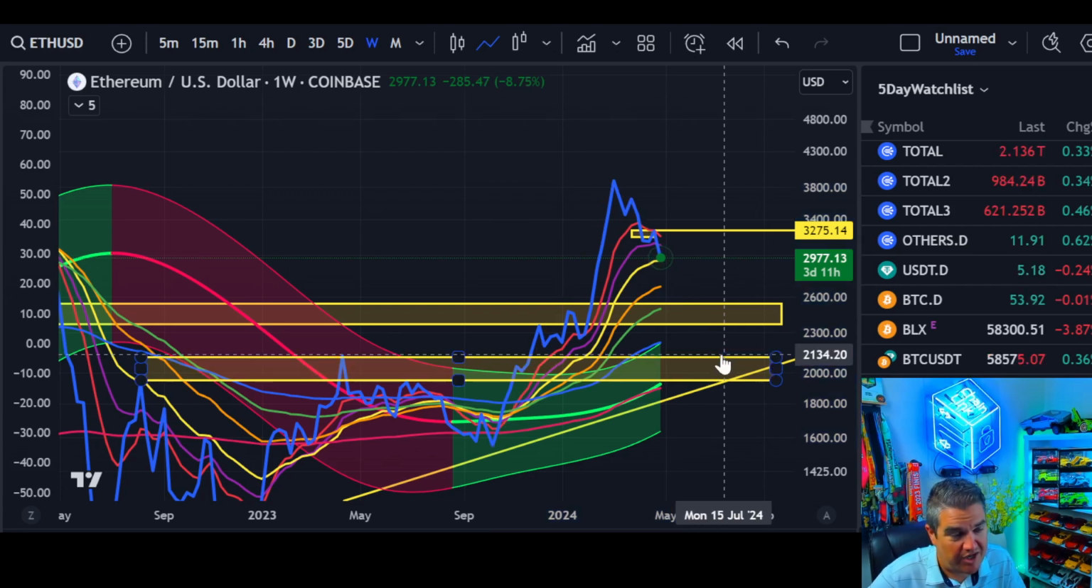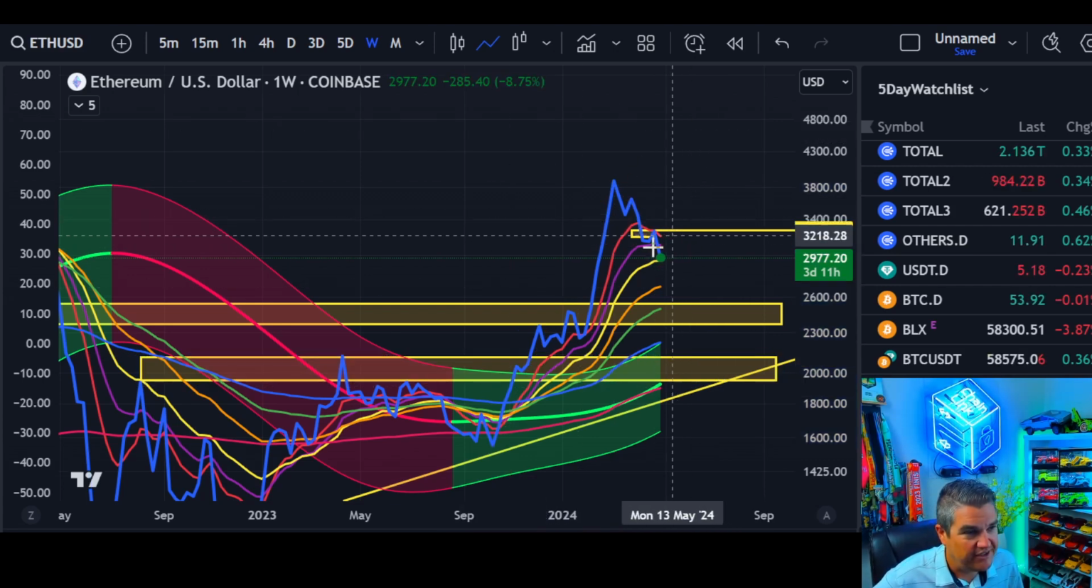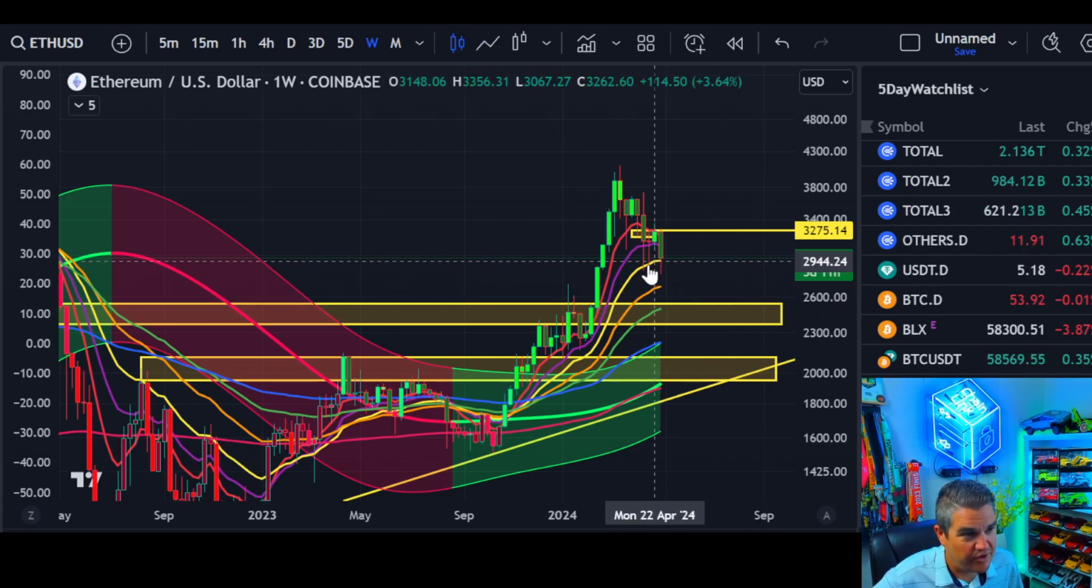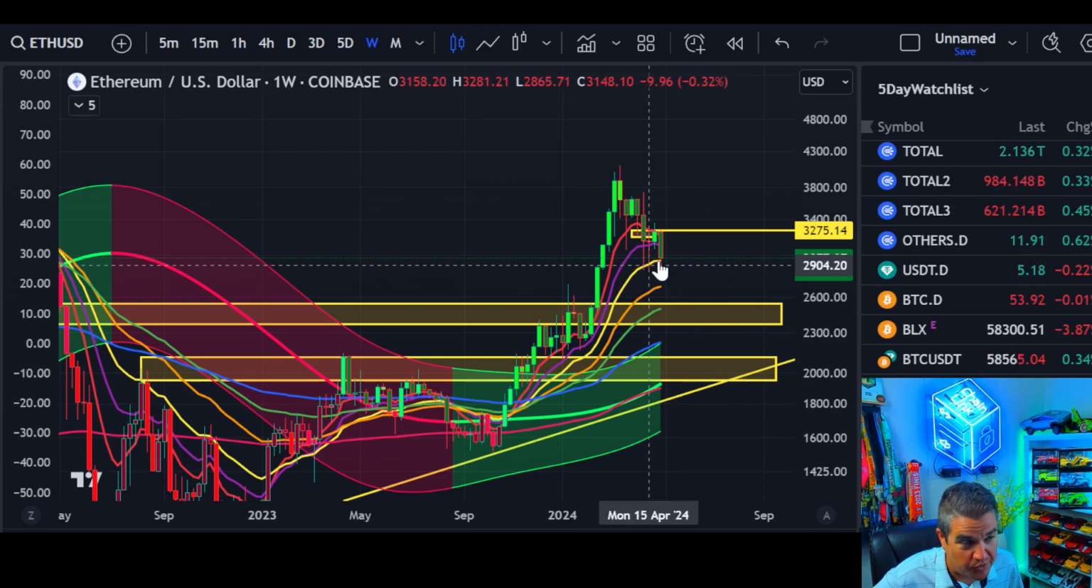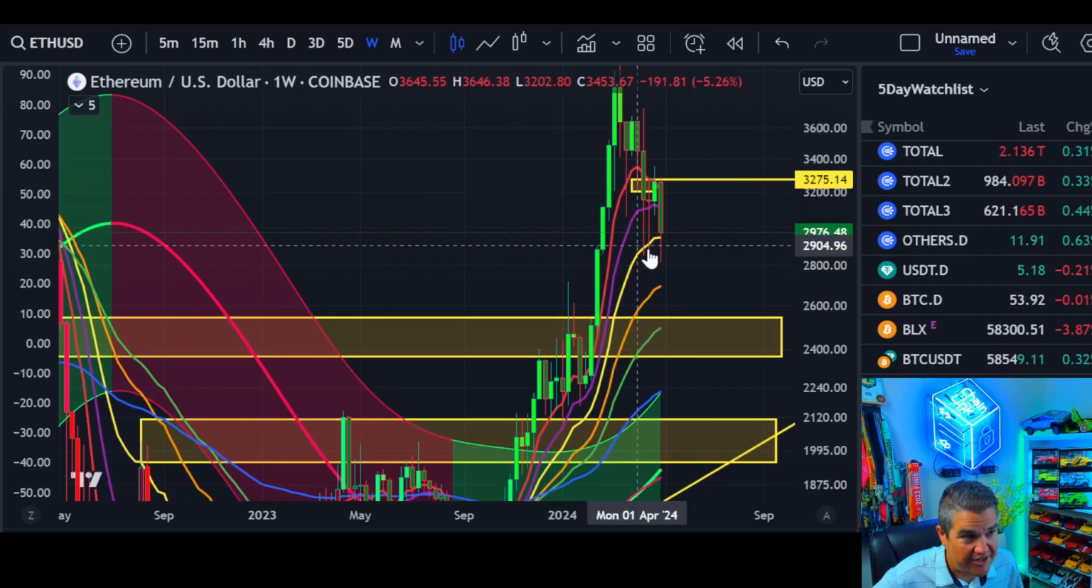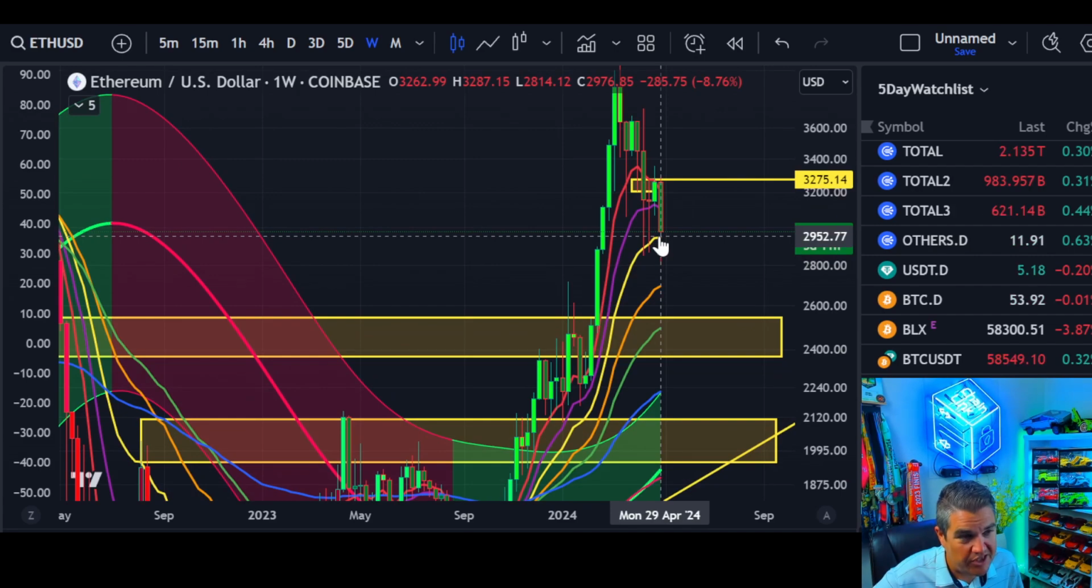Just based on the chart, in my opinion, that chart looks great. Testing the 21 week in a bull market is absolutely healthy and very bullish. Look at this move. It held the line, 3 out of the past 4 weeks of testing it. And actually, we're 100% so far on testing it and closing above it.